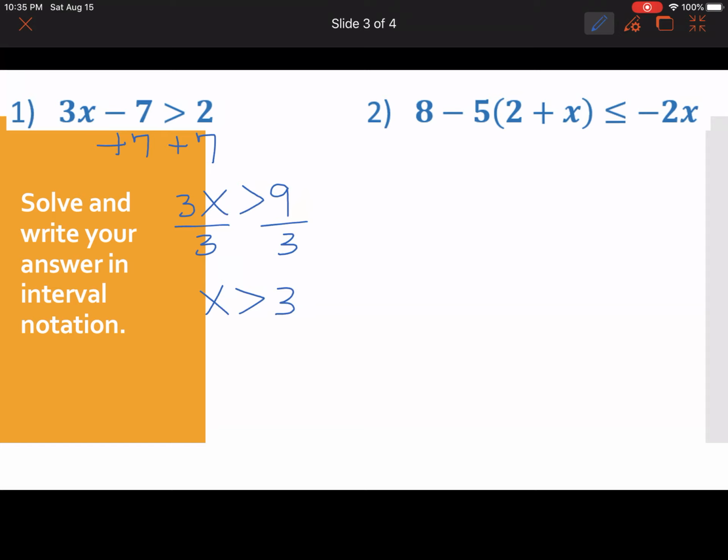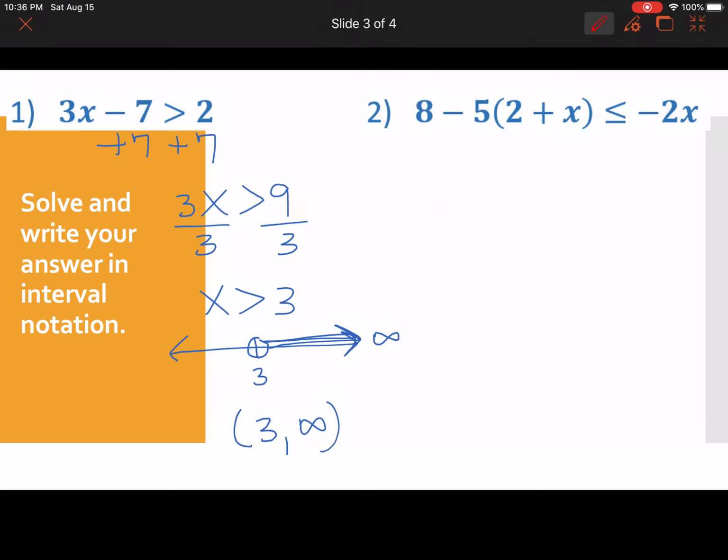Everything we do in pre-cal and from any math above pre-cal, everything is in interval notation. So that means that it's greater than. On the number line, it's starting at the 3. 3 gets an open circle, and it's going to the right. So we would write that as 3 gets a parentheses, infinity gets a parentheses.